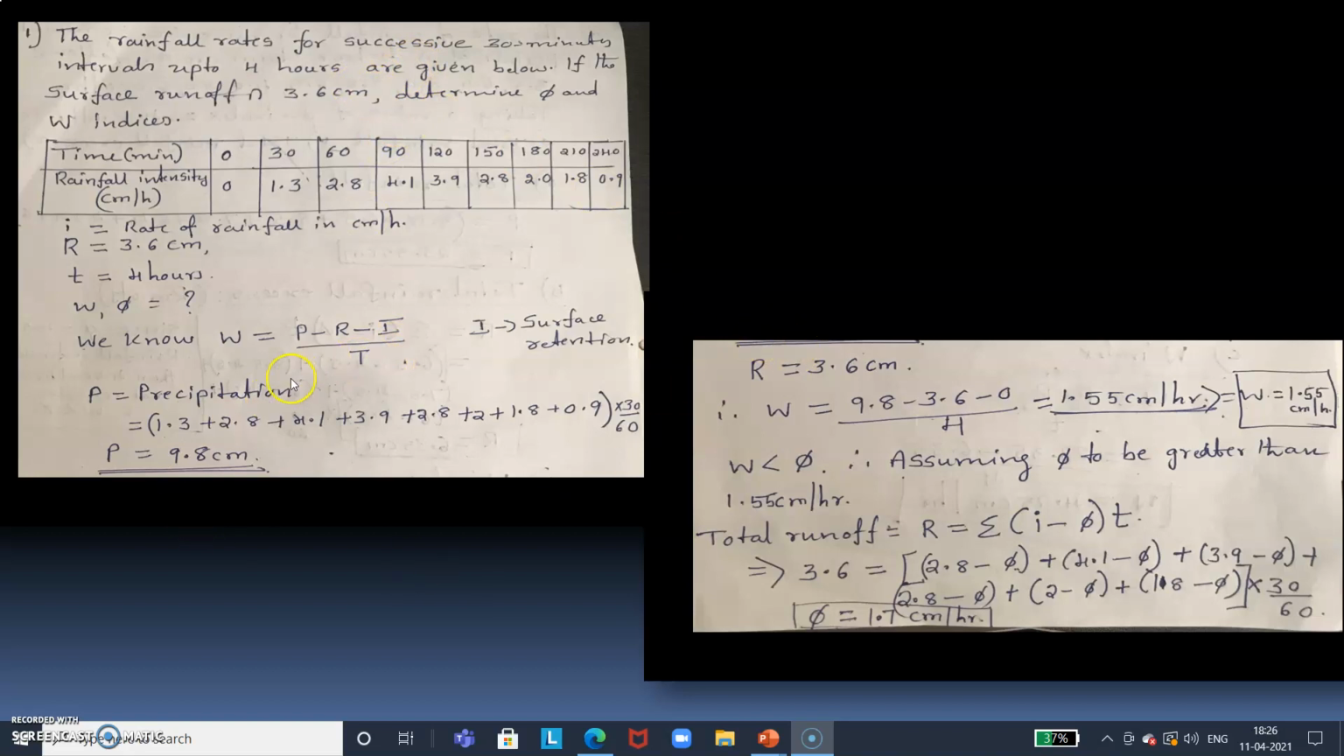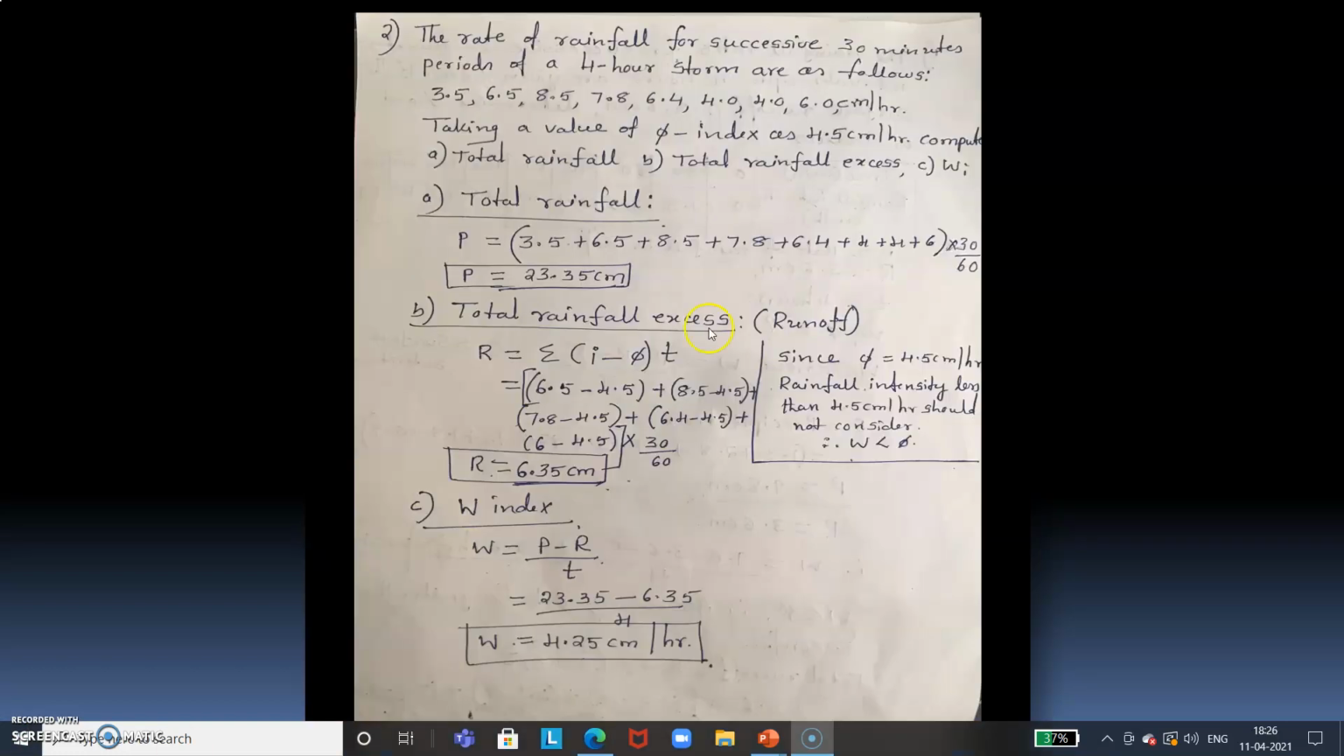Once you get W, you can calculate phi. How? We have this formula, R is equal to summation of I minus phi into T. Substituting this, you will get phi. I hope all of you understood. Let us take one more example.